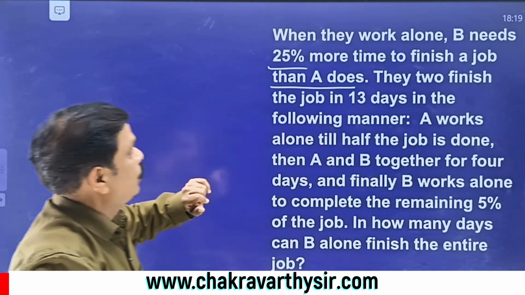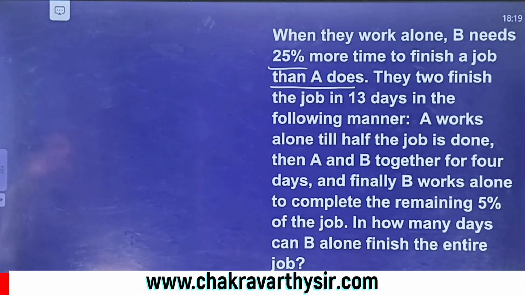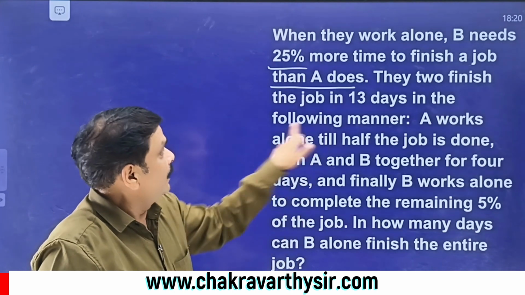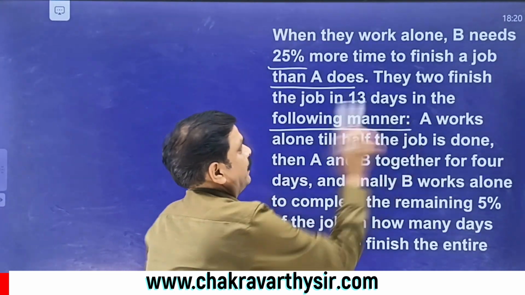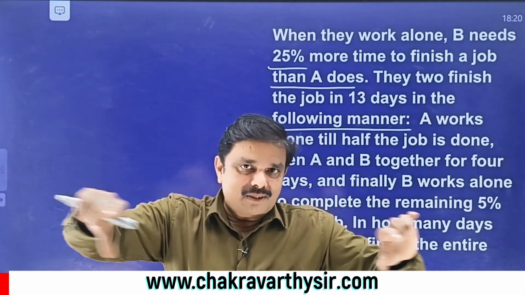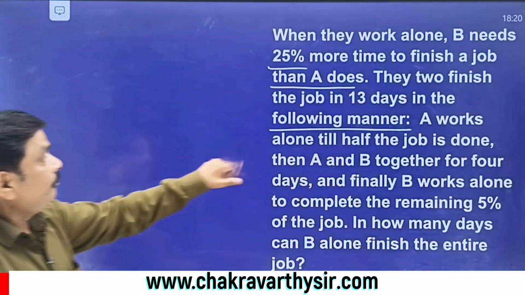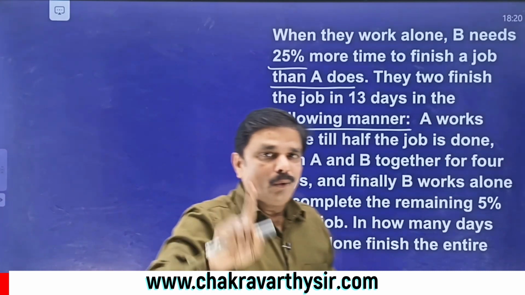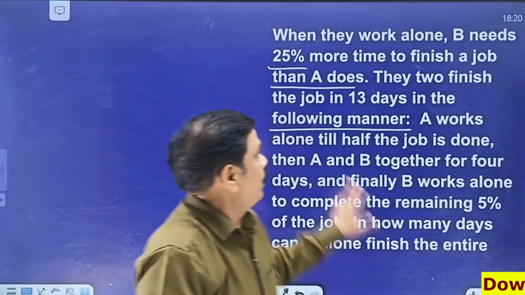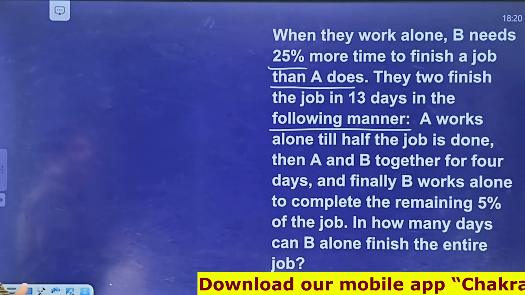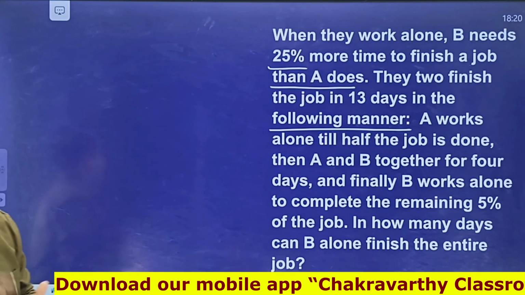The next clue they have given: they two finish the job in 13 days in the following manner. They have done it in 13 days, but with some pattern. What is that? A works alone till half the job is done. Just keep it in mind. A worked alone till half the job is done. Okay, 50% is over. Then B joined. A and B together worked for 4 days.